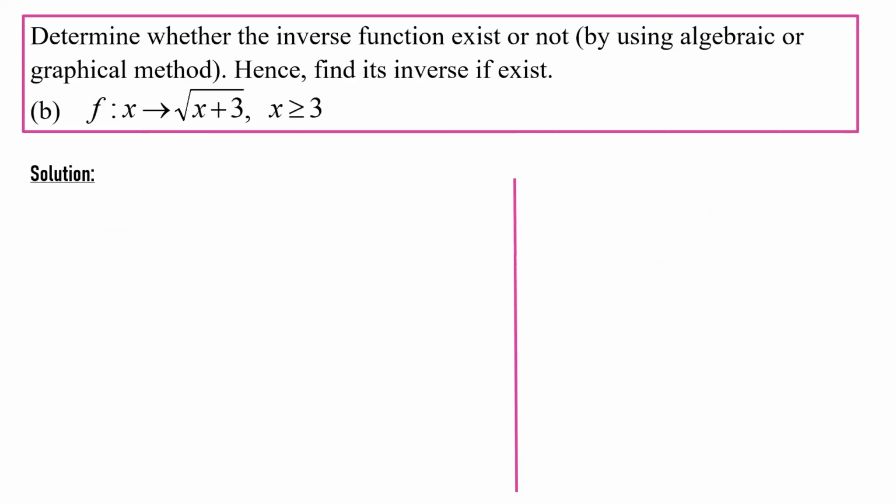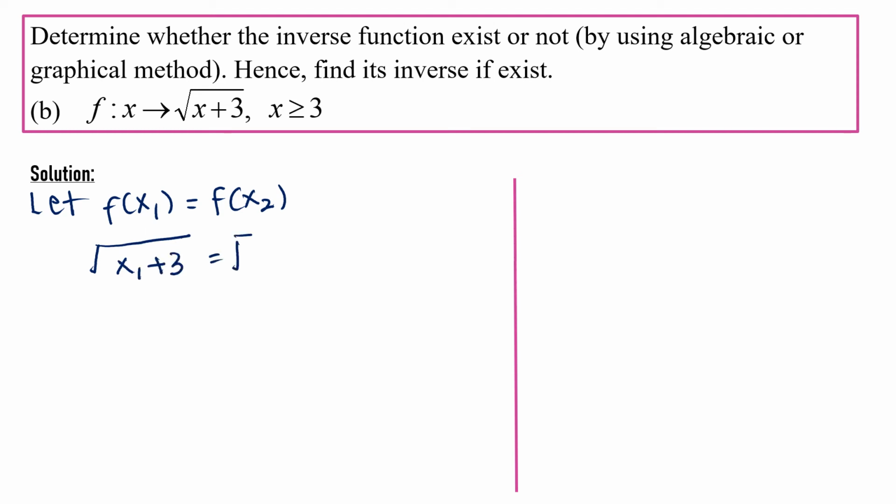Okay, next we need to determine whether the inverse function exists or not by using the algebraic or graphical method. Hence, find its inverse if it exists. For this function, we can use the algebraic method to find whether it has an inverse or not. So we let f of x1 equals f of x2, and then we have square root of x1 plus 3 equals square root of x2 plus 3.